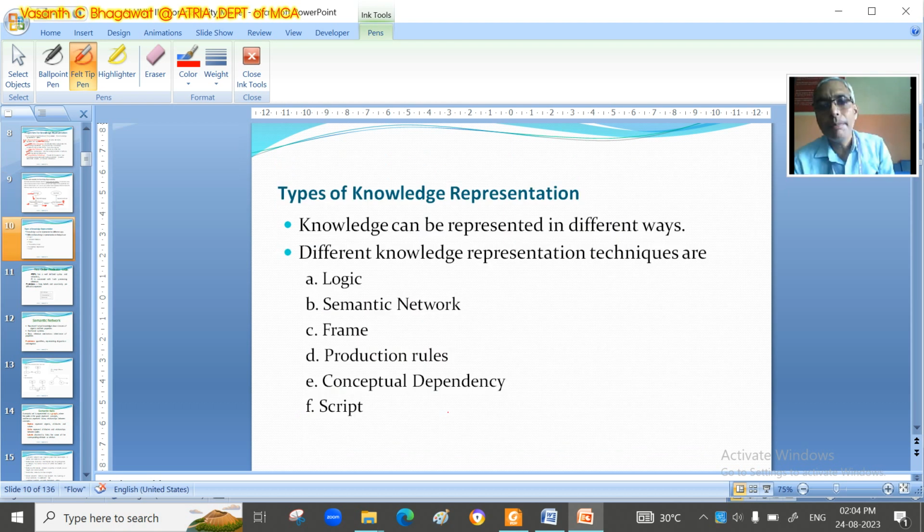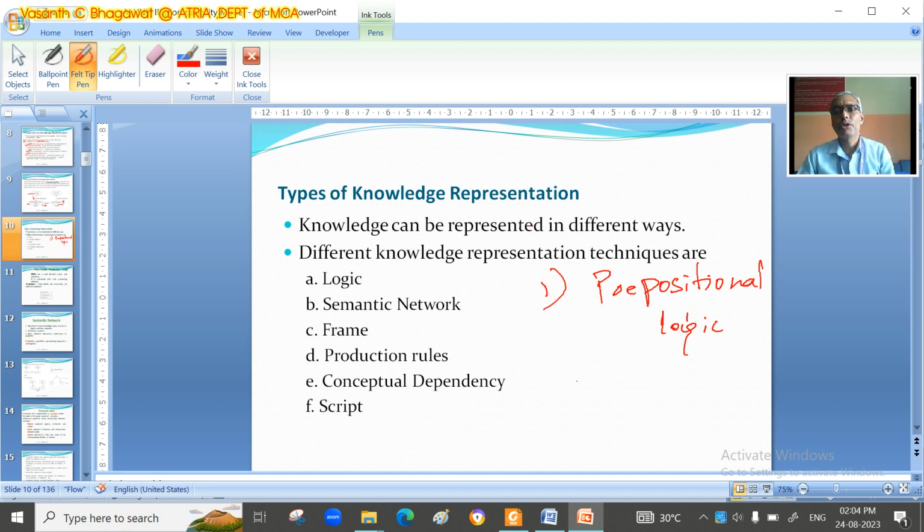When you are talking about knowledge representation, it can be represented in different ways. In our previous module we discussed the very basic one, propositional logic, in very simple terms. Then we looked at the drawbacks of propositional logic and why we went to FOPL, first order predicate logic. These are the two knowledge representations we have already seen.